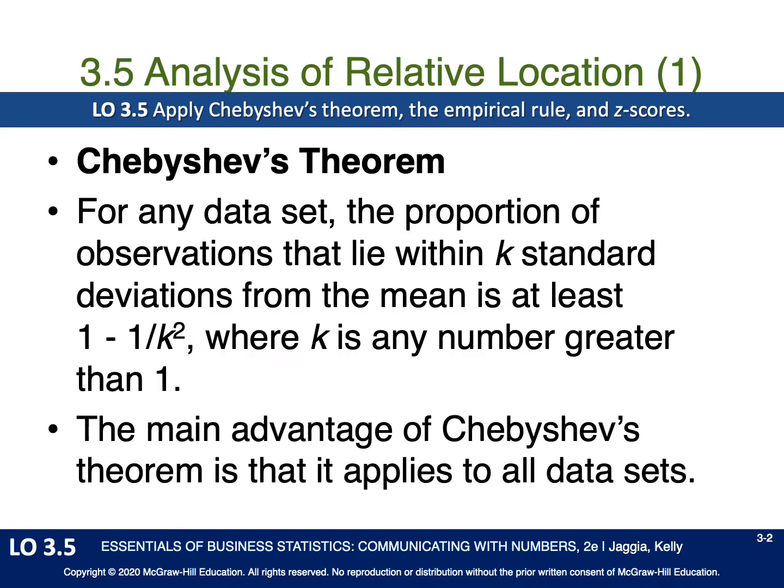So in Learning Objective 5, we're going to talk about location. So really location of where the data is falling in relation to the other data. So where a particular data point is falling in relation to the other data. So there's two things that we're going to look at. The first one is called Chebyshev's theorem.